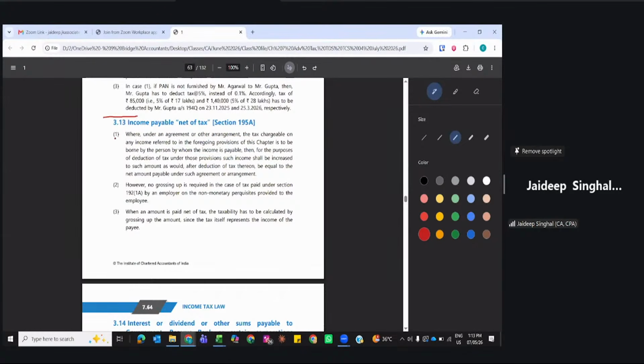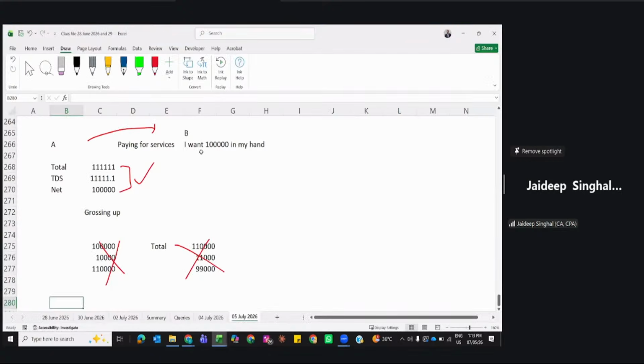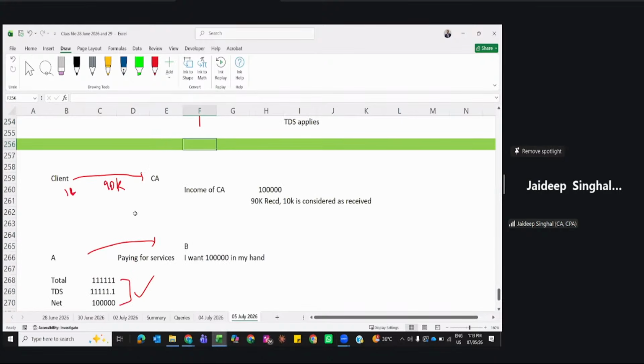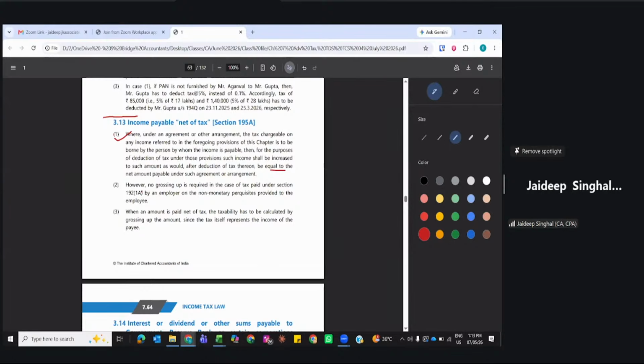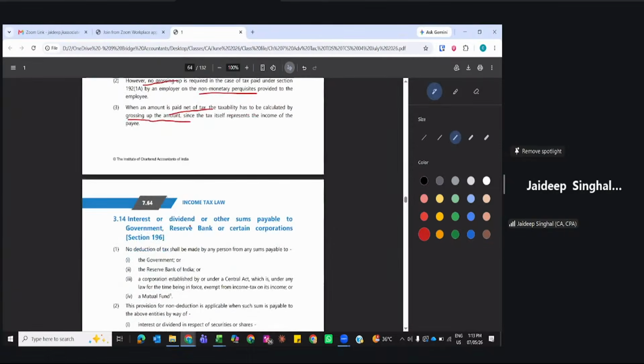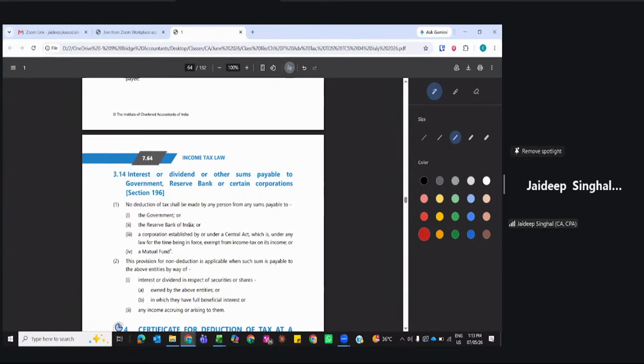So this point also I have covered. Whenever you receive, if the income is 1 lakh, whatever 10,000 TDS is deducted is considered as received. Next, no grossing up happens in case of employer perquisites, non-monetary perquisites, because that is non-taxable to the employee. And when the amount is paid net of liability, TDS has to be deducted by grossing up the amount. We have seen how the grossing up is done. Clear?